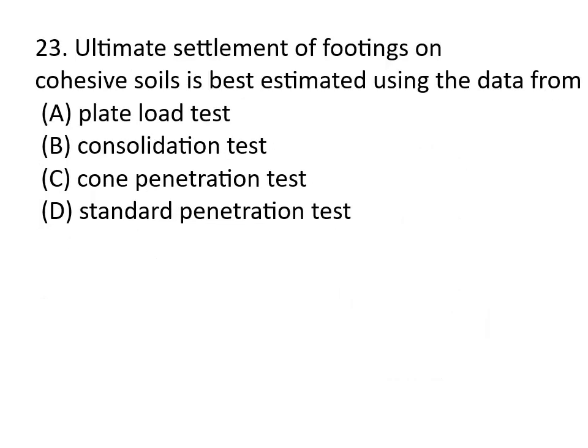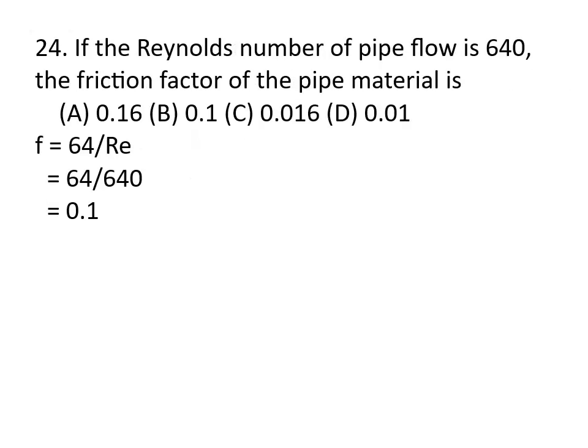In 23rd question, ultimate settlement of footings on cohesive soil is best estimated using the data from. Answer is option A, plate load test. In 24th question, if the Reynolds number of pipe flow is 640, the friction factor of pipe material is. The friction factor f equals 64 by Re, Re equals 640, and we get the answer 0.1.